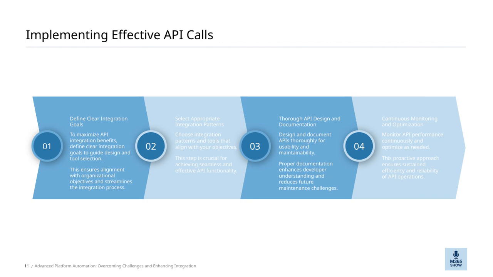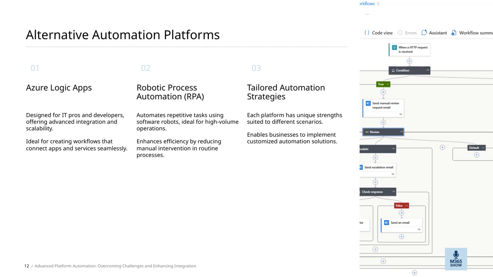So remember, define your goals, pick the right tools, design and document carefully, and monitor constantly. Together, these steps help overcome challenges and enhance your API integration efforts, ultimately driving your automation to new levels of success. Let's take a closer look at alternative automation platforms.